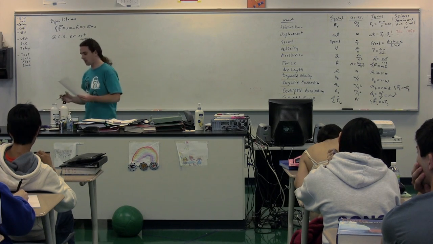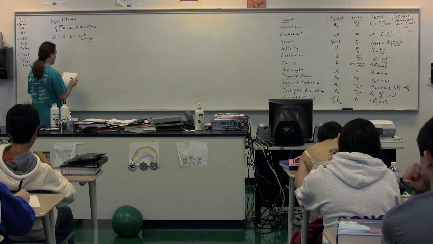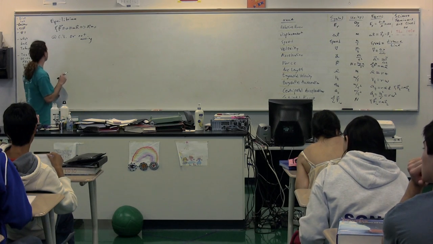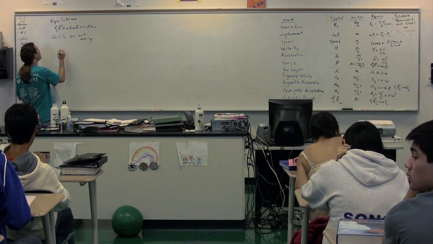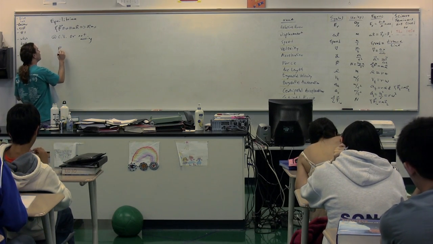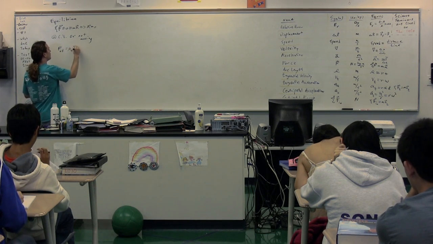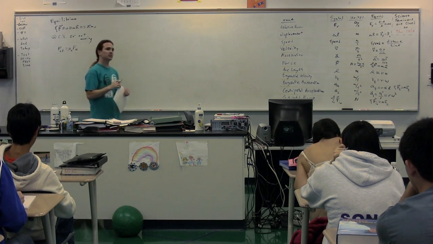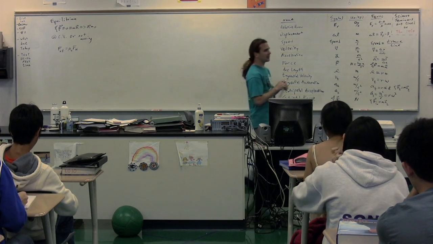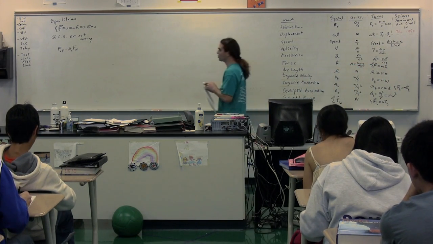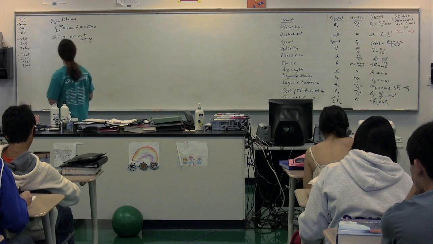Let's see, we have the concept of friction. We have equations for friction. Please give me an equation for friction, Mr. Lowe. The force of kinetic friction is mu times force normal. What are the dimensions on the coefficient of friction? Young. It does not have any. So the force of kinetic friction is equal to mu k times the force normal.